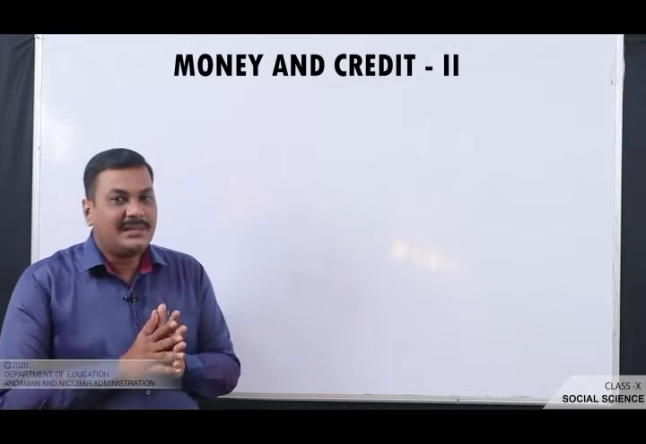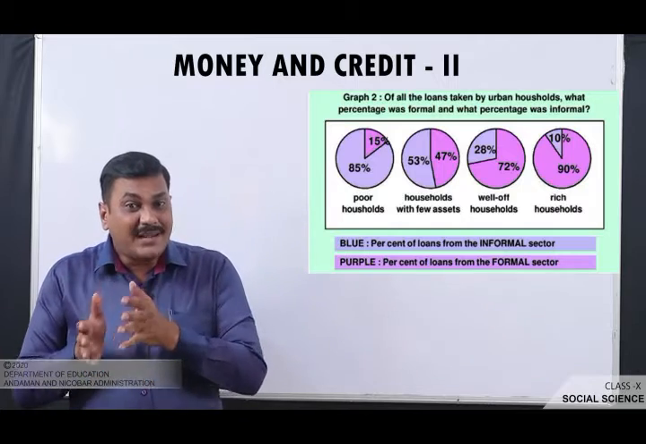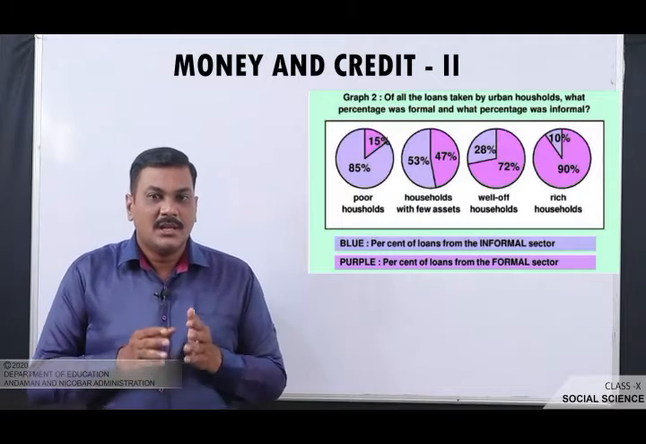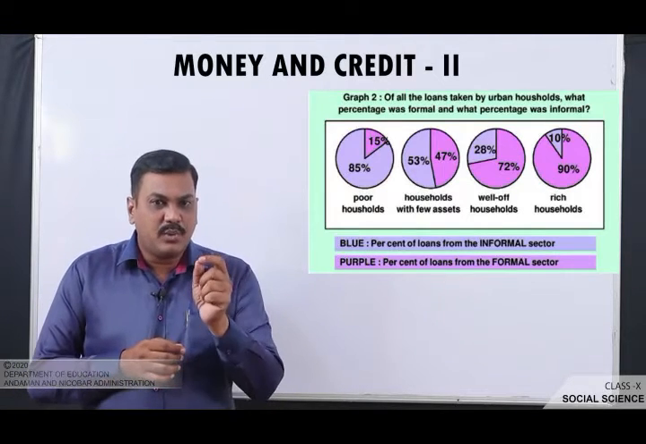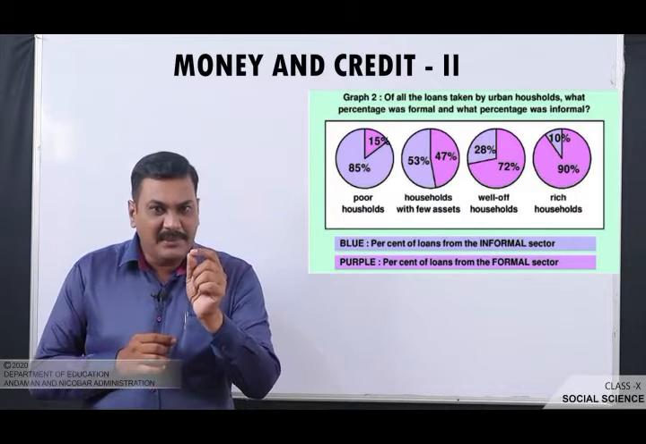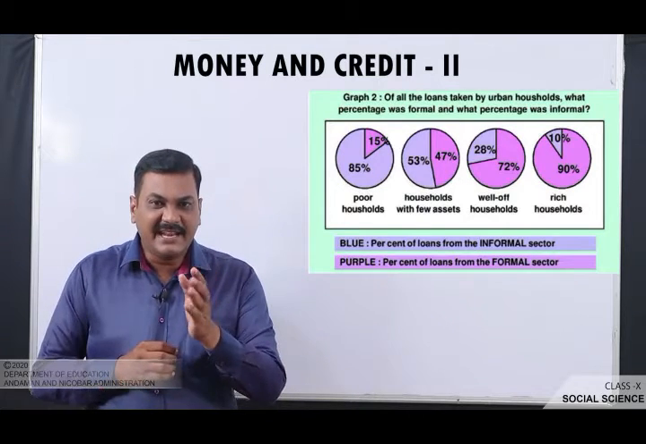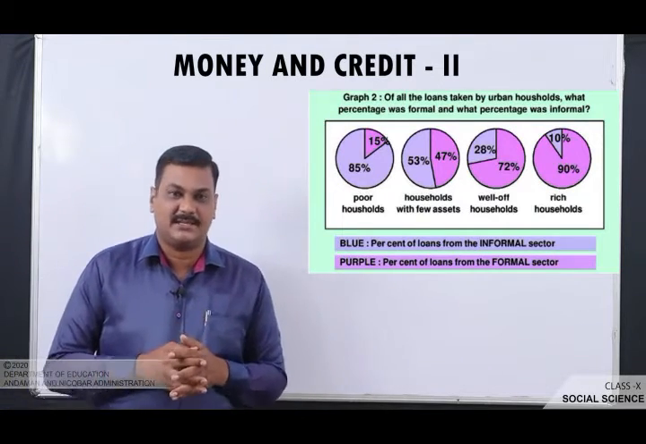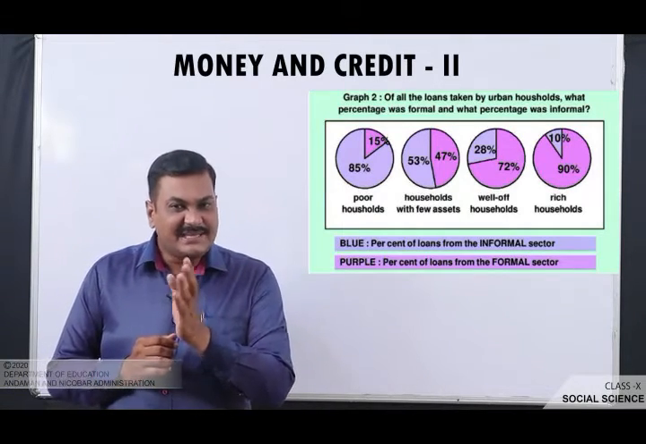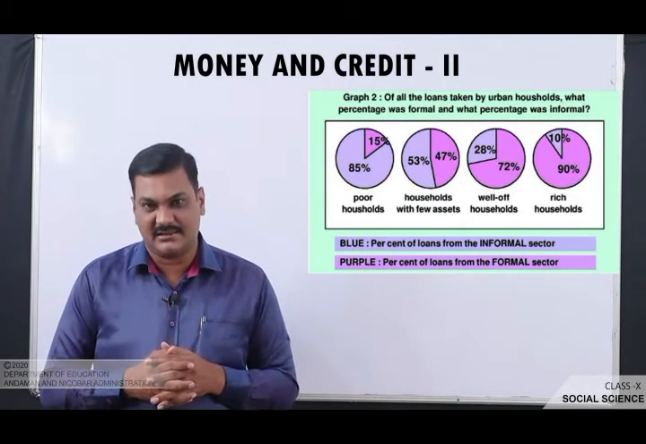You can see in that pie chart, of all the loans taken by urban households, what percentage was formal and what percentage was informal. So in urban areas, the poor households take only 15% from formal sources, from banks, and 85% from the informal sector. And the second one, households with few assets, 47% from formal, 53% from informal sectors.